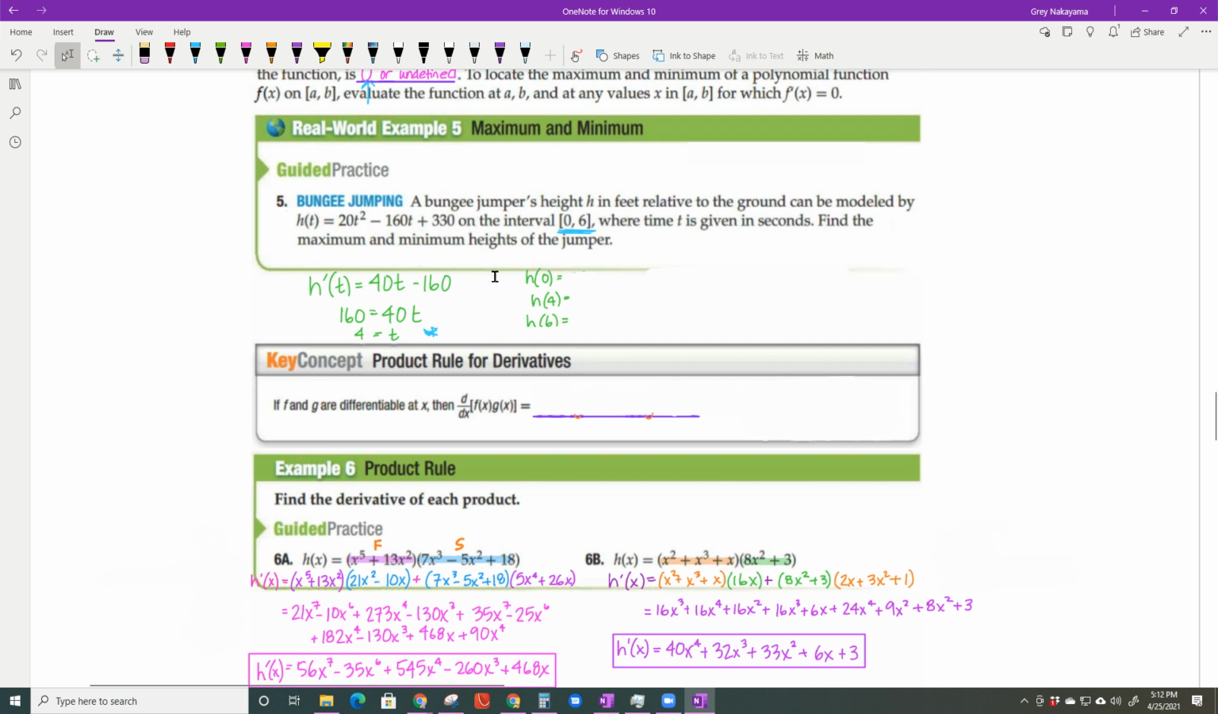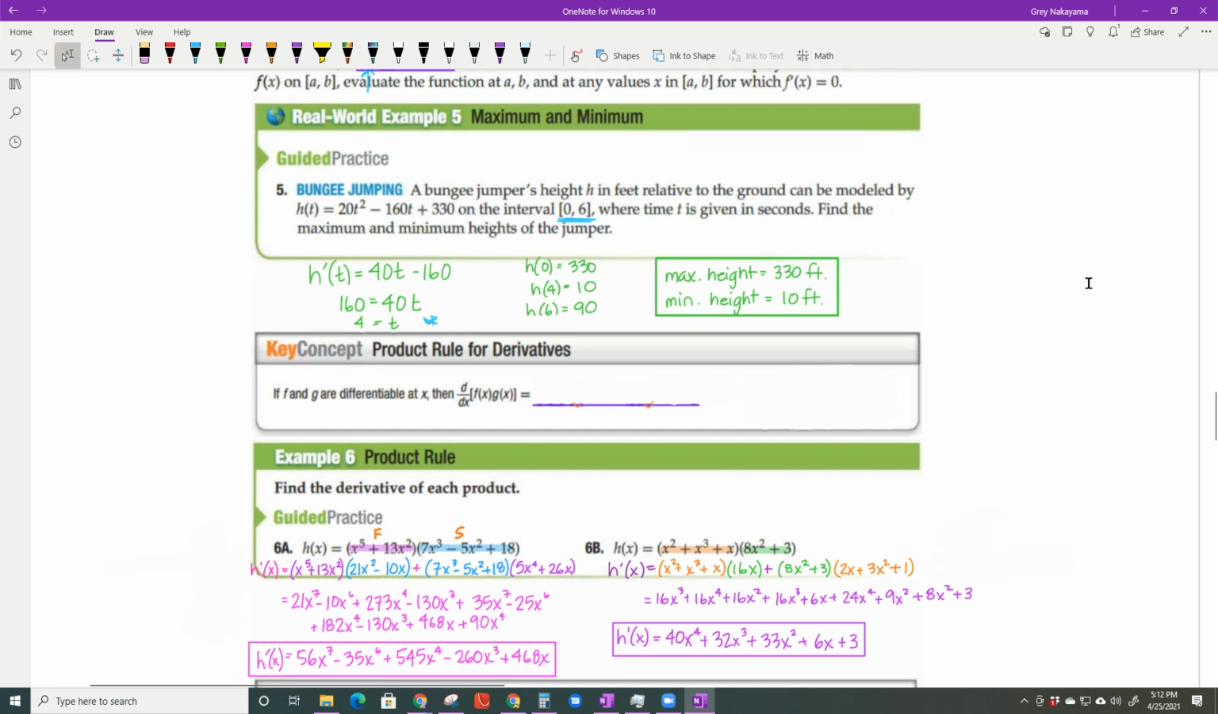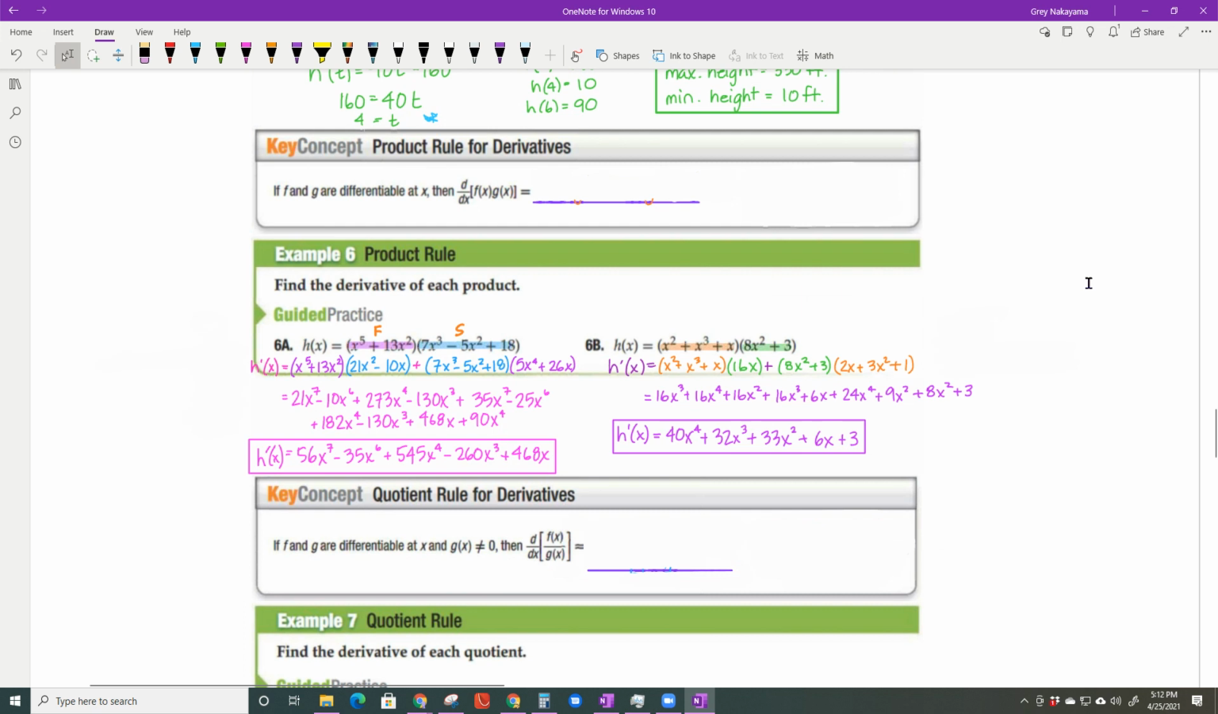So when I plug in 0, I'm going to get 330. When I plug in 4, I'm going to get 10. And when I plug in 6, I'm going to get 90. So what is the answer to my maximum and minimum height? Well, obviously my max height is 330 feet and my minimum height is 10 feet. Okay? So simple. All right, 2 more things we got to talk about.